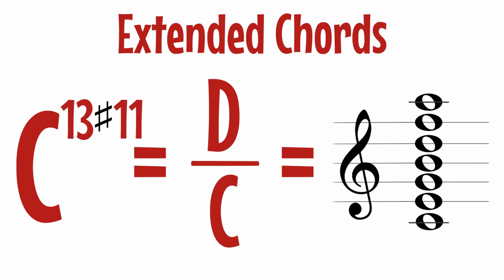A 13-sharp 11 chord is composed of a major triad over a dominant 7th chord. The 13-sharp 11 chord sounds like this.